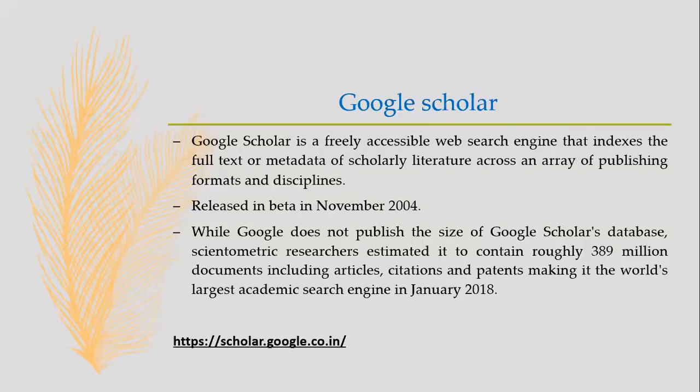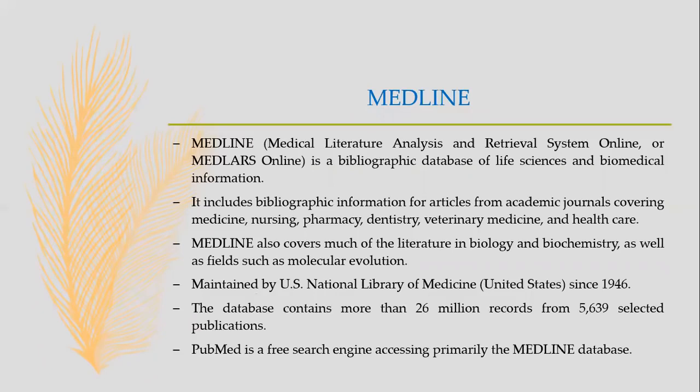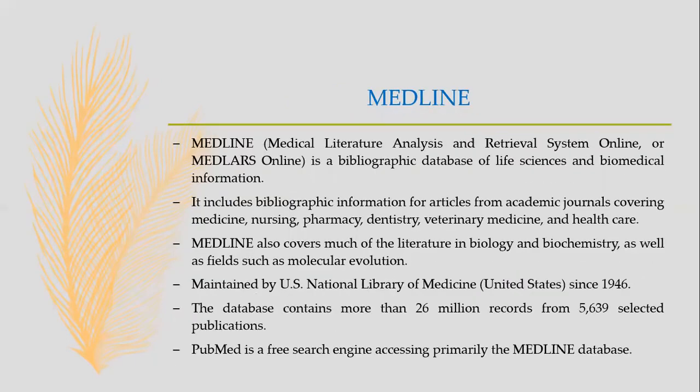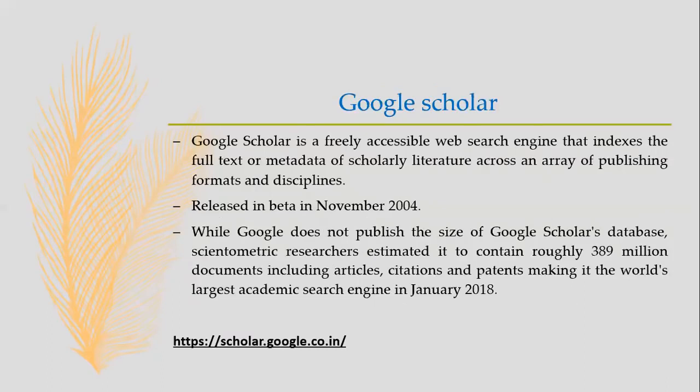Again, here I should make another important distinction between Google Scholar and the other databases. The other databases that you saw, for example, Medline or Scopus or the SCI or the Web of Science or the PSCI and so on, in all these databases, a particular journal is indexed or not indexed depending on the quality.